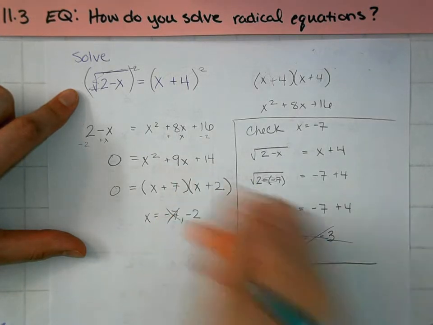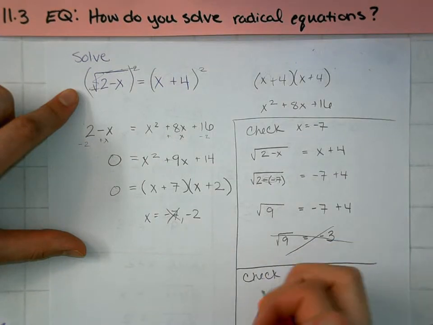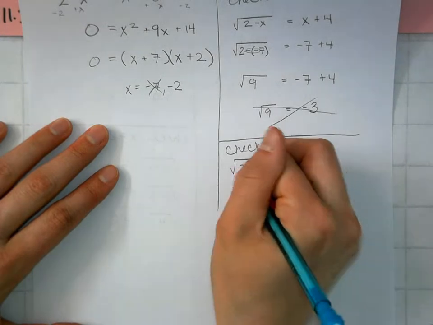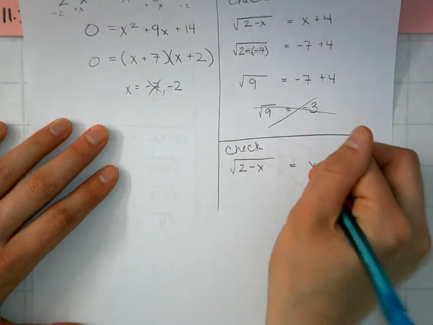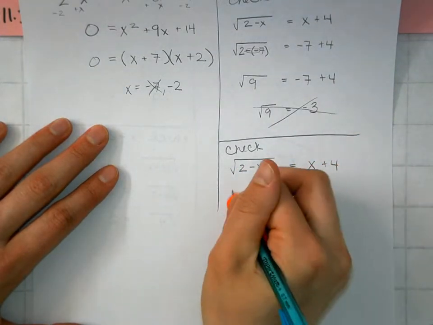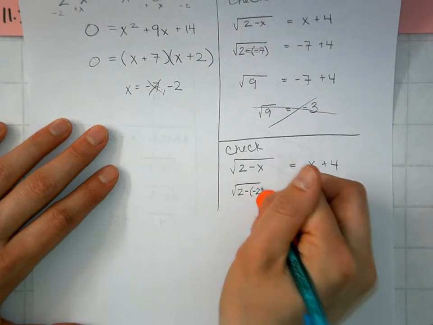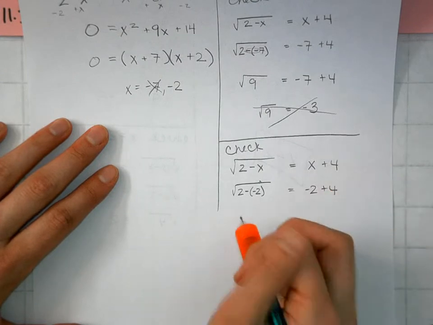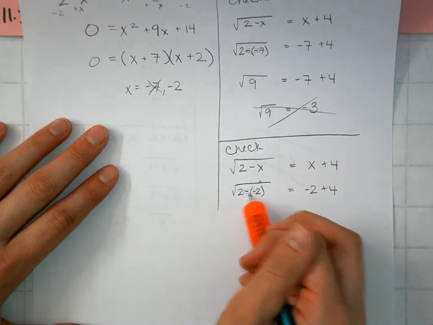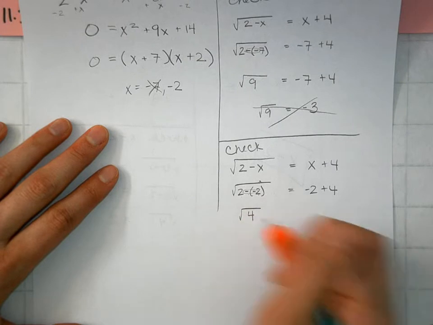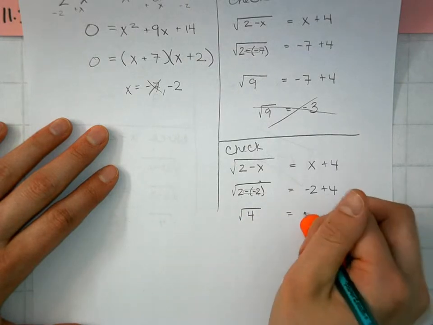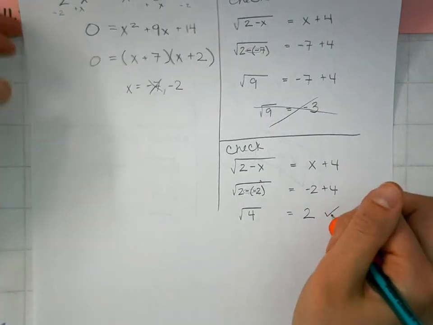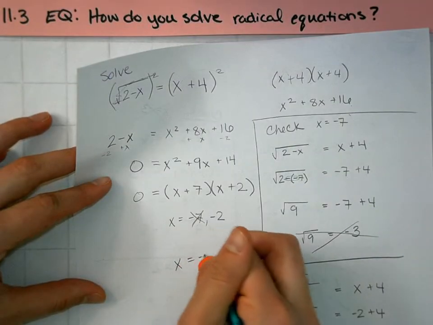I'm going to cross off -7 here. I'm going to make sure that -2 does work into that original equation. This is going to turn into addition, so I have 2 plus 2, which is 4, underneath the square root. -2 plus 4 is 2, and the square root of 4 is 2, so this one works. So our only solution is -2.